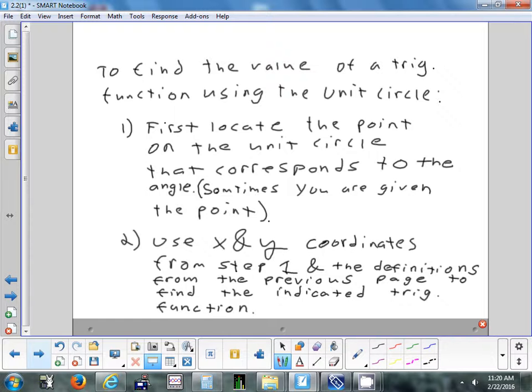So if they were asking for the sine, I'd get the coordinate and then I'd use the y value. If they were asking for cosine, I'd locate the coordinate, then I'd use the definition for cosine, which is the x value. What we'll do is practice finding all 6. We'll try each one of them.